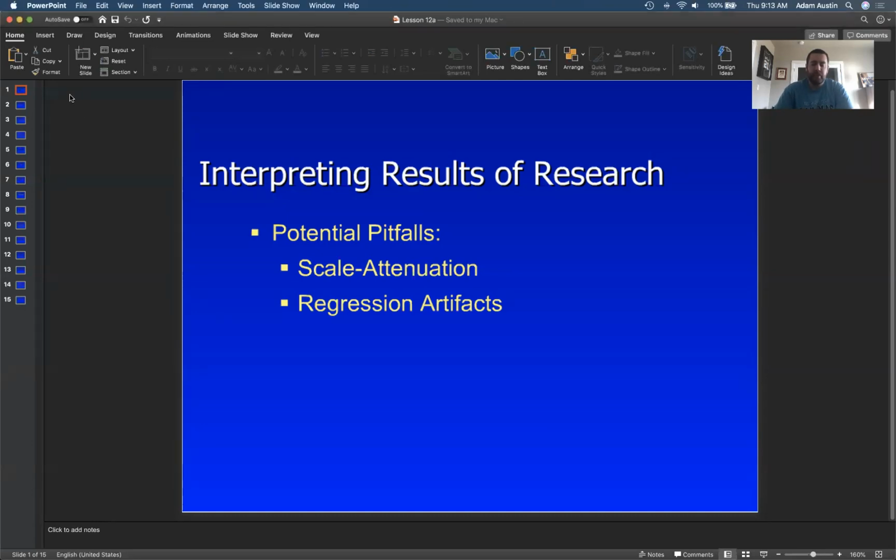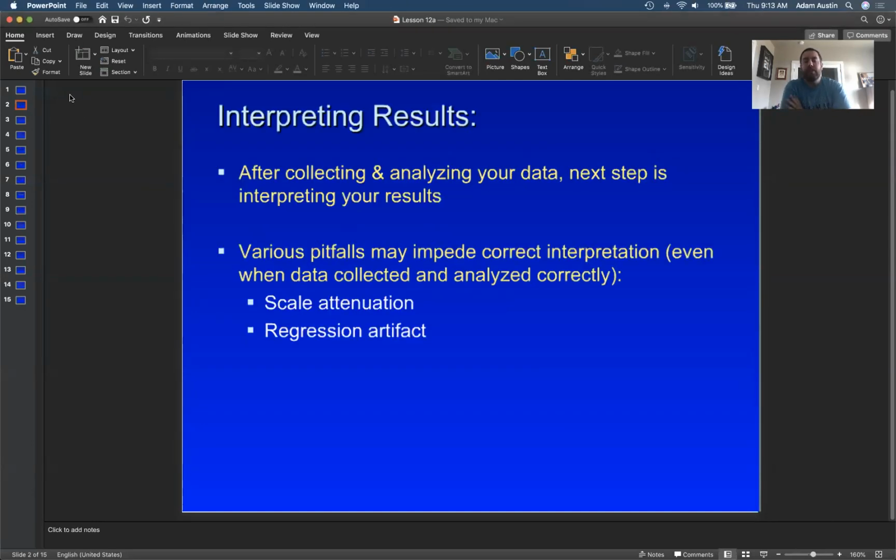So first and foremost, after collecting and analyzing data, the next step is to interpret. Again, interpreting is going to be your output, seeing what's significant and what is not, but it's also going to be why is that significant? Is it truly significant, or did you run into other things? Do you have so many variables that you're collecting that it's just inevitable that you're going to find significance? Those types of things all should be considered at this phase. So various pitfalls may impede correct interpretation: scale attenuation and regression artifact.